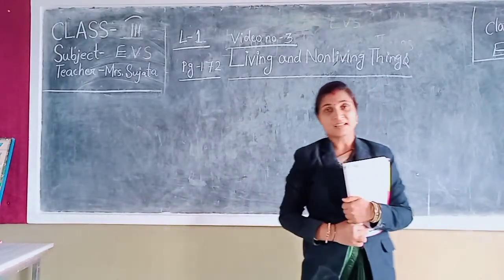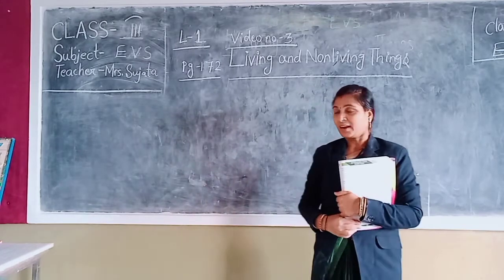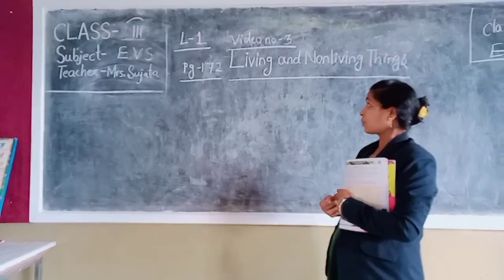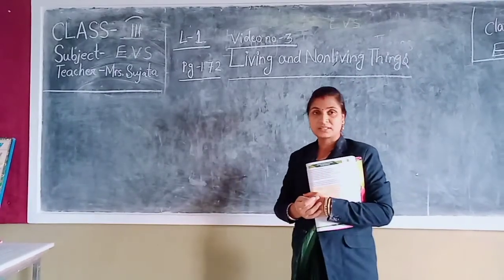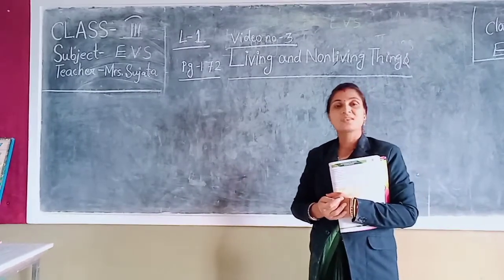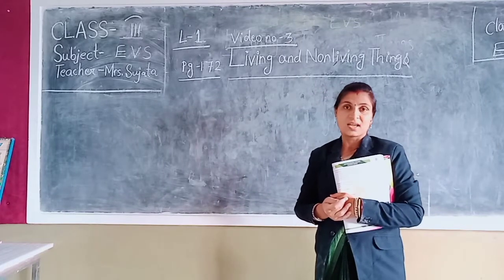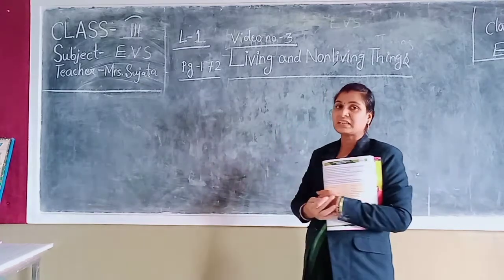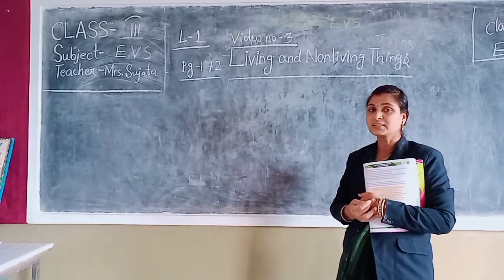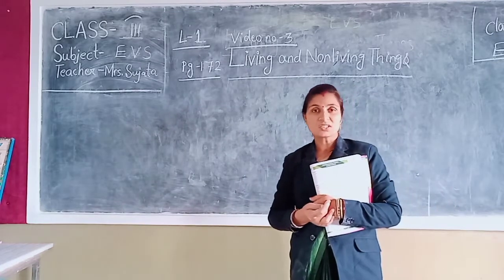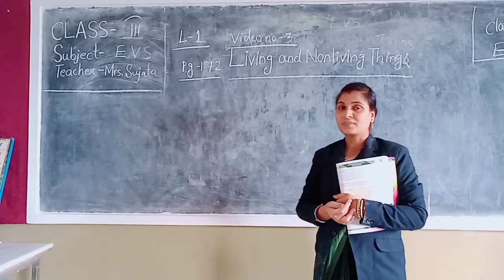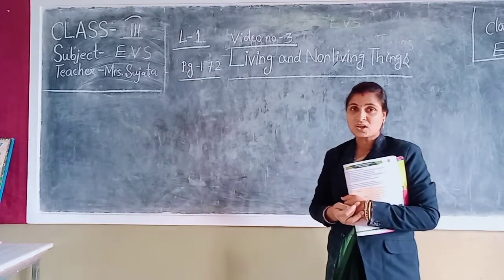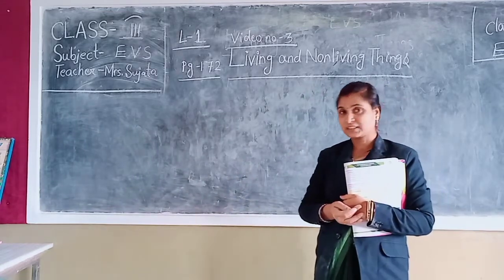Children, in previous class, and in video 1 and video 2 also, we have discussed about the living things and non-living things. What are living things and what are non-living things? And what are the similarities of both living and non-living things? Means, what are the common features of the living and non-living things? See, I will say again. What are the common features of both the living and non-living things?